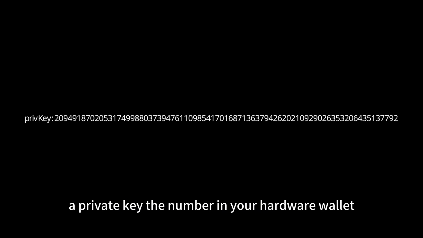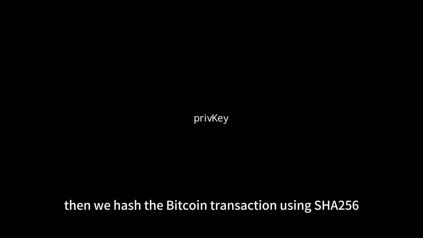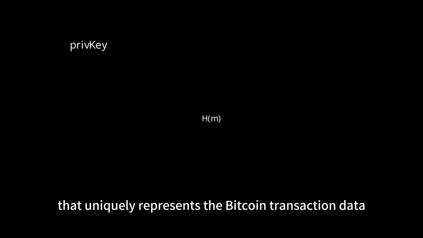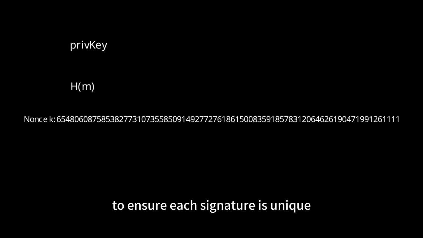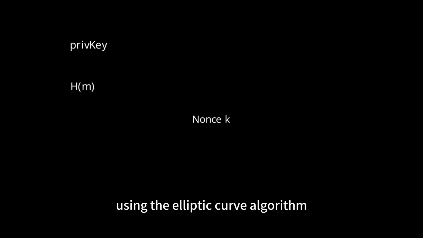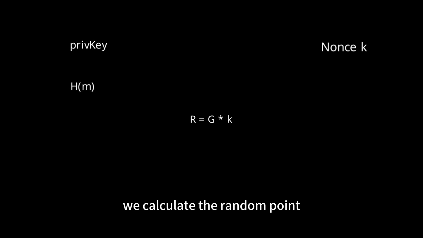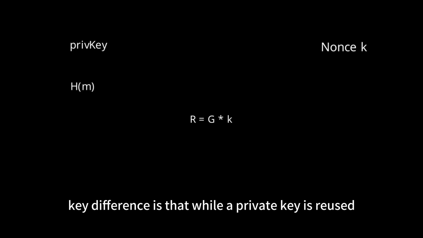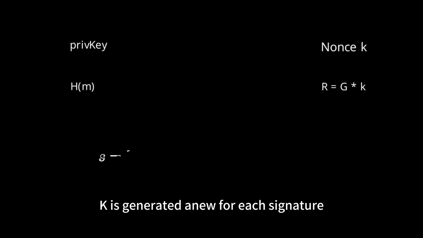We first start with an integer, a private key, the number in your hardware wallet. Then we hash the Bitcoin transaction using SHA-256, creating hash HM, a neat and beautiful 256-bit number that uniquely represents the Bitcoin transaction data. To ensure each signature is unique, the algorithm introduces randomness. Here, k is a one-time random number. Using the elliptic curve algorithm, we calculate the random point r by multiplying the base point g by k. Like the public key, r is public. The relationship between k and r is similar to that of private key and public key. The key difference is that while a private key is reused, k is generated anew for each signature.